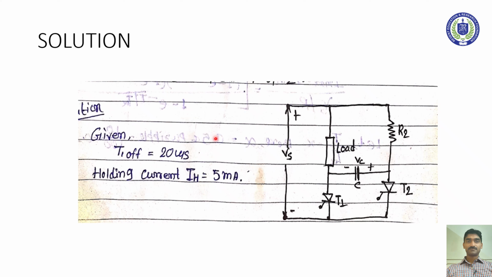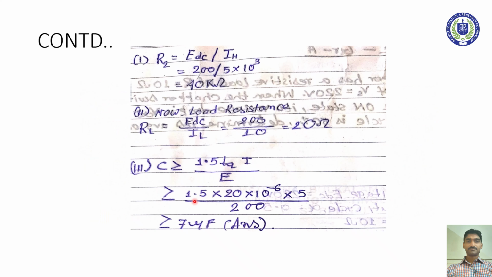So what is the given data so far: T1 and the holding current IH. Now how do we execute? Suppose this is R2, the resistance, and as per the formula, R2 = EDC by IH. EDC, that means the voltage, with the holding current. Putting the given data, 200 by 5 into 10 to the power minus 3, this is R2, 40 kilo ohm, which we have calculated. So the first question, the value of R2, we have calculated.